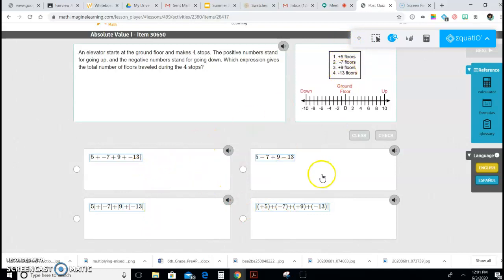So I can tell you that these two are not the answer. Choose between these two to determine which one gives you the best answer.